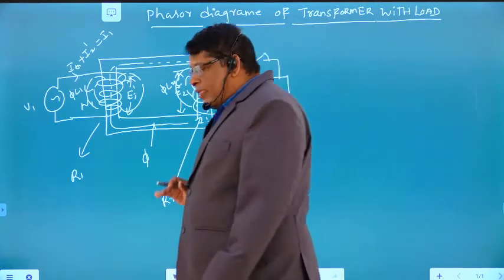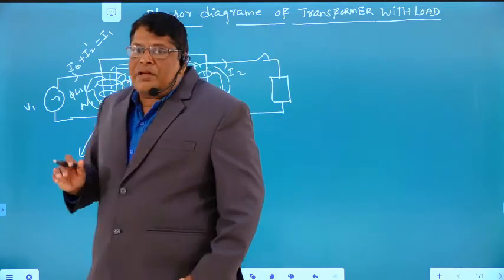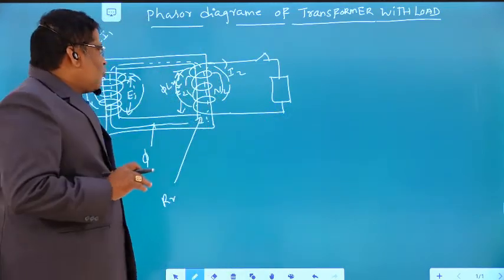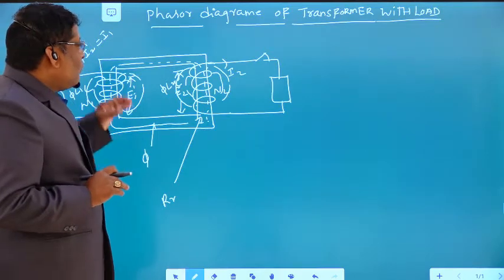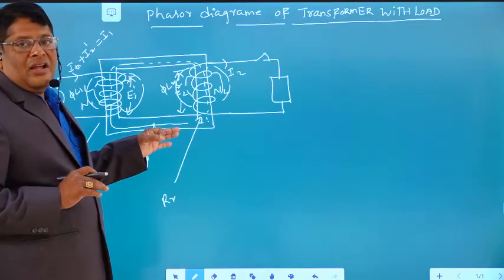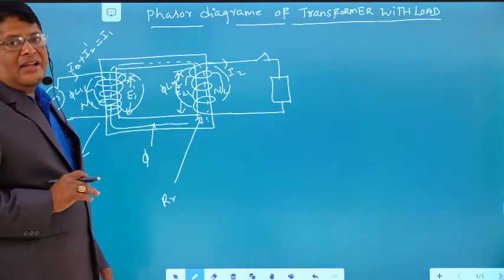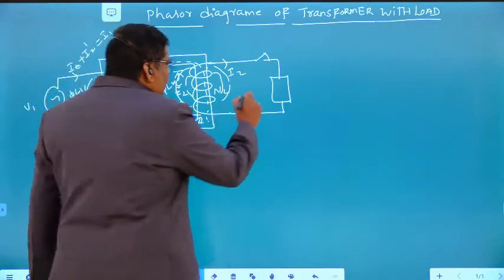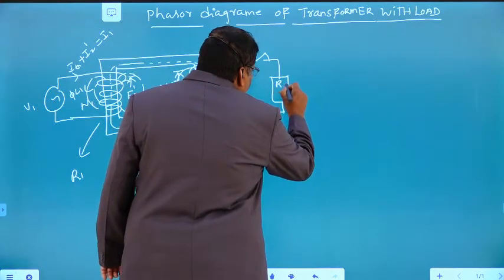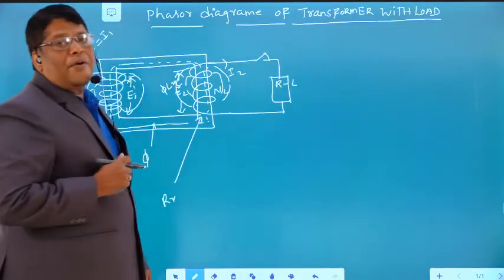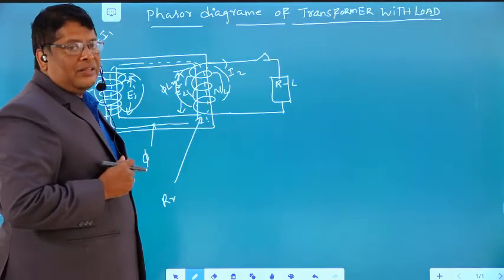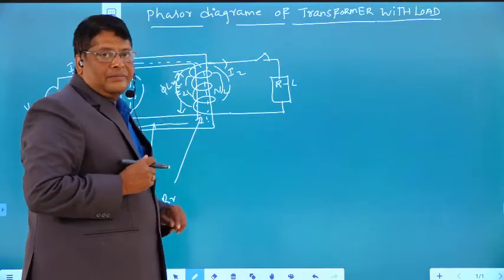Now we are going to develop the phasor diagram of a transformer with a lagging load. Whatever load we connected here, we have taken as an RL load, nothing but a lagging power factor. That is the assumption we have taken here.